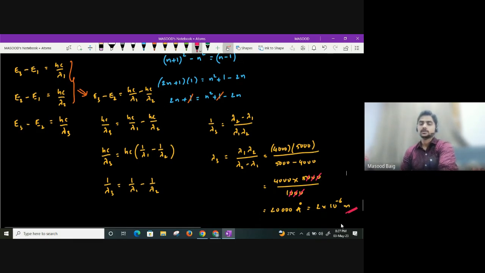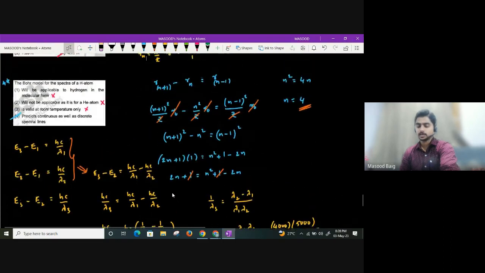Here, all of you, it's a very important question again. 1 by lambda 3 will be equal to 1 by lambda 1 minus 1 by lambda 2 in this case, in the diagram which is given to us. For that case, I can write 1 by lambda 3 will be 1 by lambda 1 minus 1 by lambda 2. Is that clear?